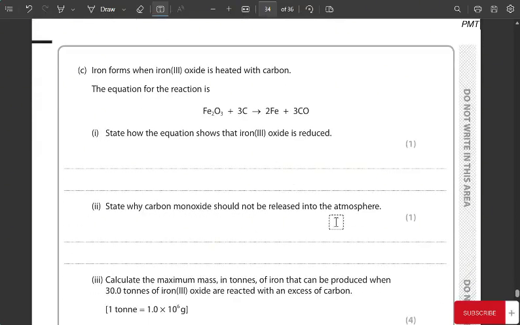And the C part. Iron forms when iron(III) oxide is heated with carbon. The equation for the reaction is this one: iron(III) oxide plus 3 carbon gives 2 iron atoms and 3 carbon dioxide molecules. State how the equation shows that iron(III) oxide is reduced.